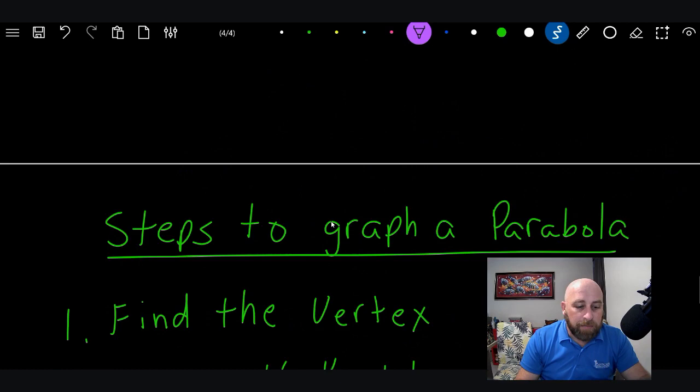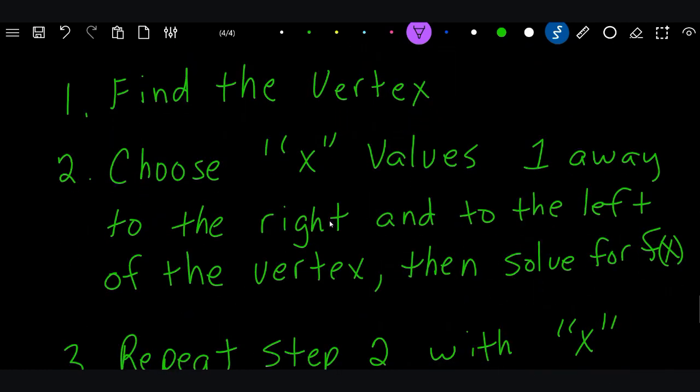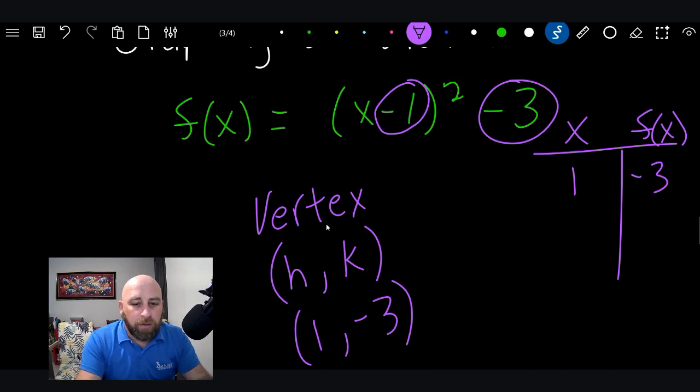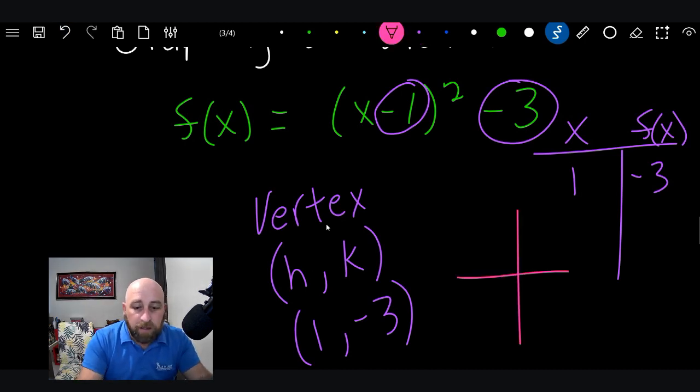Graphing the parabola, step number 2. Now, this is kind of a complicated step, but I think you're going to understand it once we do it. I wrote down here, choose x values, 1 away to the right and to the left of the vertex. All right, so what does that mean? What do I mean by that? So let's say that we have a graph here. I'll do it in a different color so it doesn't confuse you. Right now, our point is at 1 on the x, right? Our point is at 1 on the x. Now, it's at negative 3 on the y, but I'm just saying it's at this 1 positive.